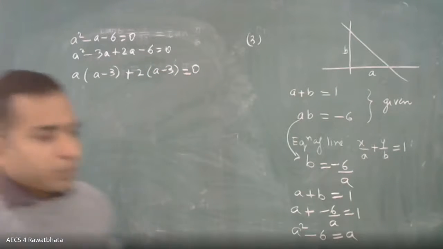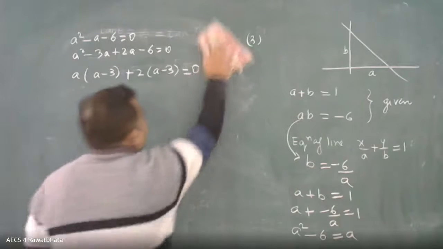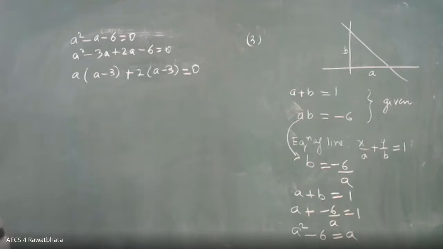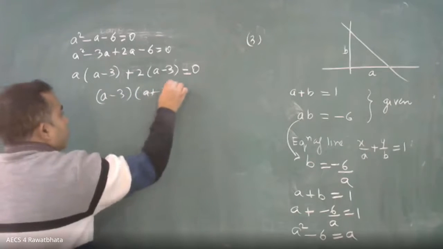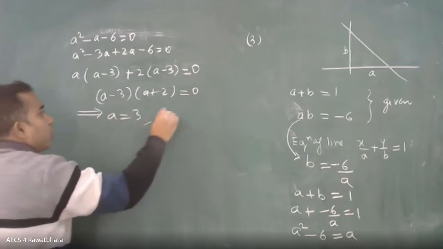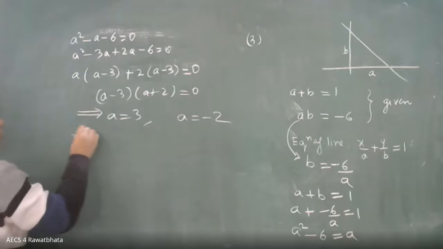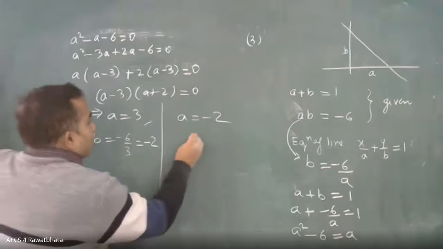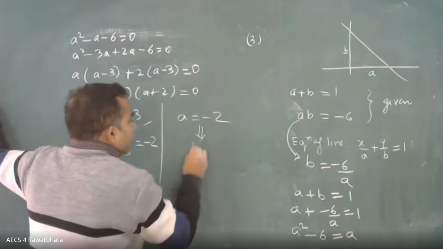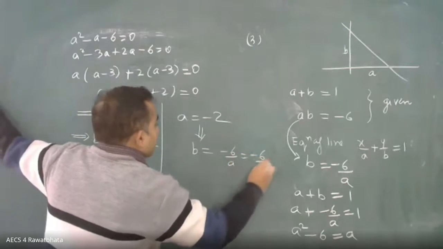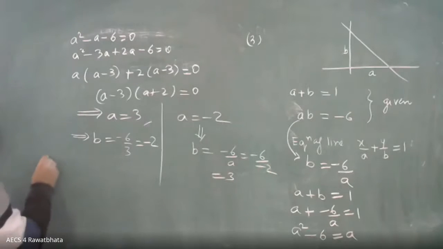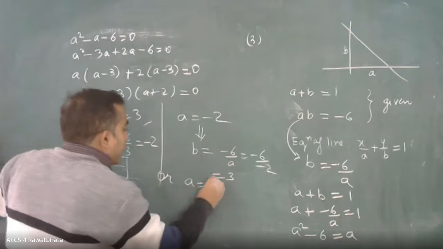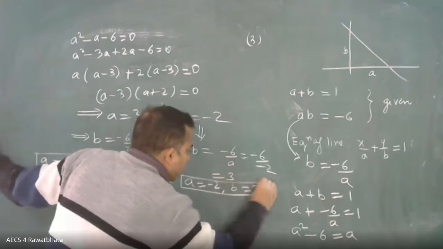Right? And this will give you a minus 3 into a plus 2 equal to 0. And this will give you a is equal to 3 or a is equal to minus 2. So b also, let us calculate. If a is 3, b will be minus 6 upon 3, that is minus 2. And if a is equal to minus 2, then b will be minus 6 upon a, that is 3. So two sets you have got: a equal to 3, b equal to minus 2, or a is equal to minus 2, b equal to 3. So two answers you will get.